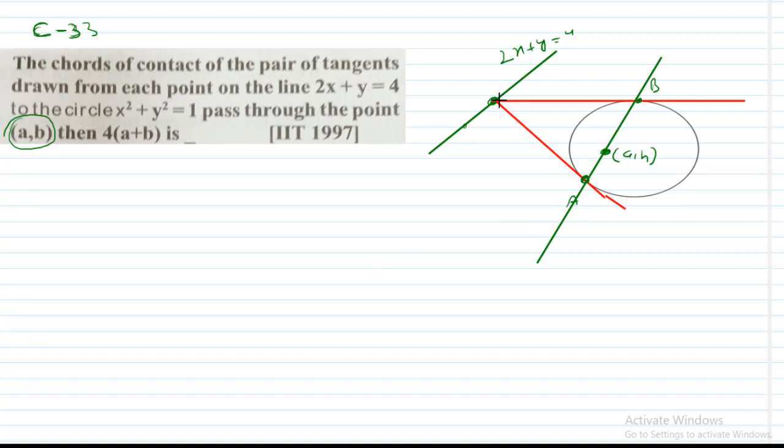So what is the meaning of this? From any point on the line 2x plus y equal to 4, two tangents are drawn. The tangents touch the circle at A and B. A, B are joined. That is called the chord of contact. There are infinitely many points on 2x plus y equal to 4, so we get infinitely many chords. All those chords pass through the point a comma b. a comma b is a fixed point. For the point a comma b, 2x plus y equal to 4 becomes the polar equation.